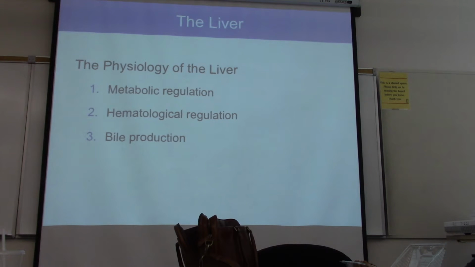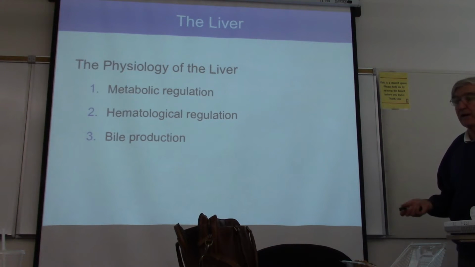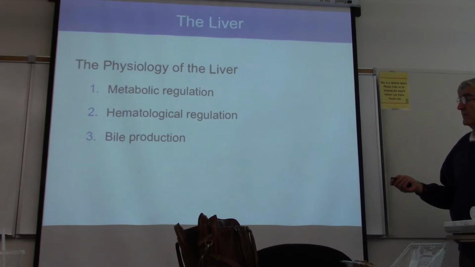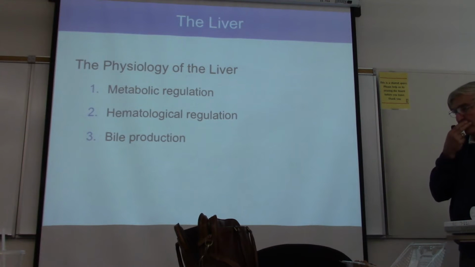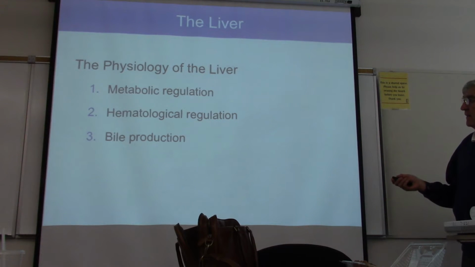The physiology of the liver: metabolic regulation, hematologic regulation, and bile production. So it really does a bunch of things for us. It's really kind of like the metabolic factory of your body. It makes lots of the proteins that are in your body, all of your albumins and globulins and blood clotting factors and all that stuff. It also regulates your blood by eating up blood cells if they're old and dying, although they're also eaten up by the spleen.